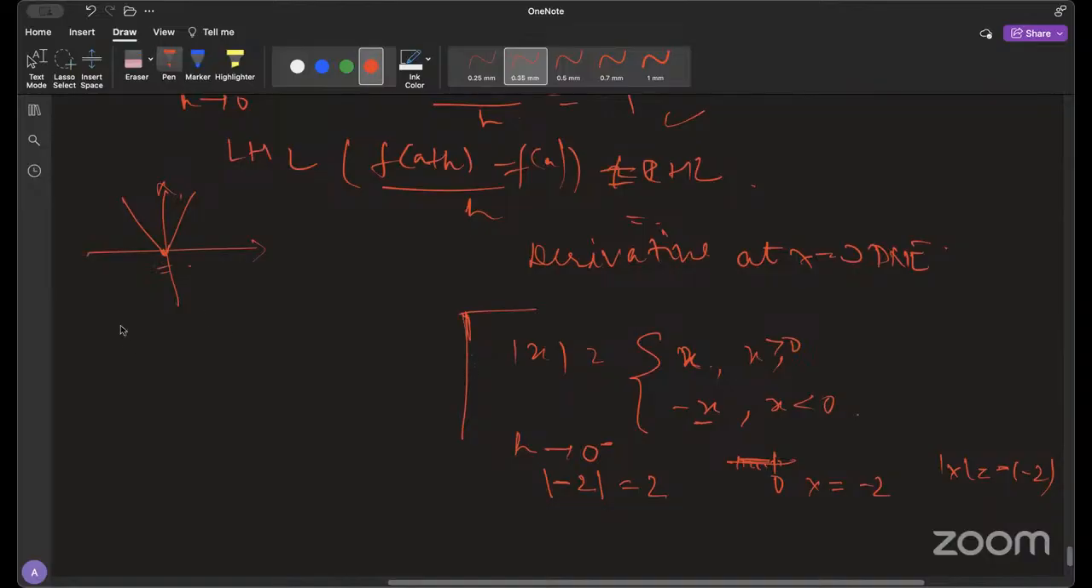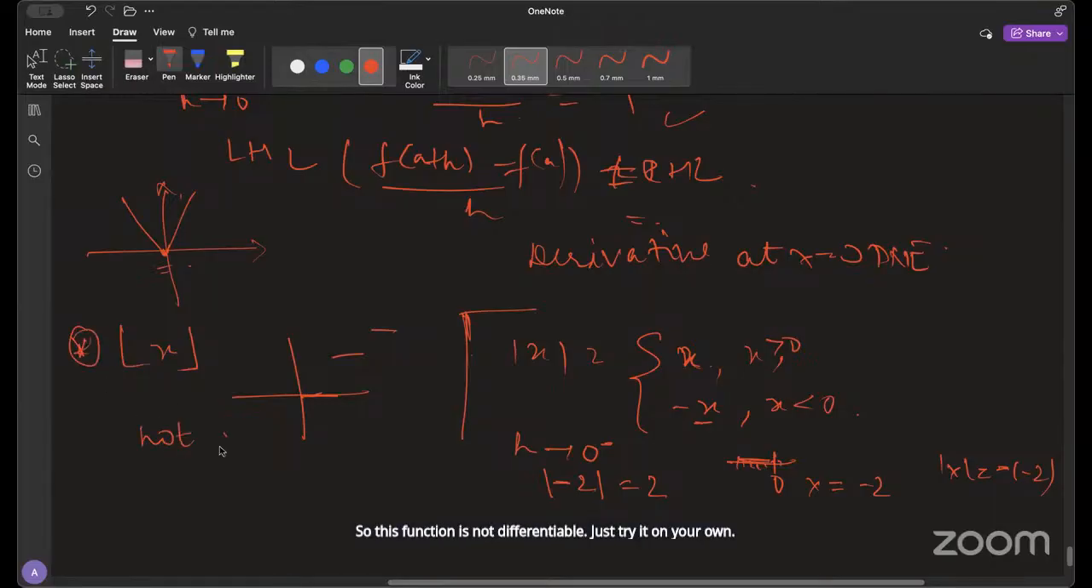You can just try to check that this function looks like this, right? So this function is not differentiable. Just try it on your own using the definition. It is not differentiable at integers.